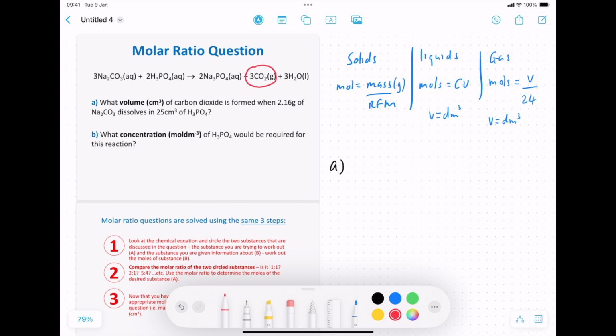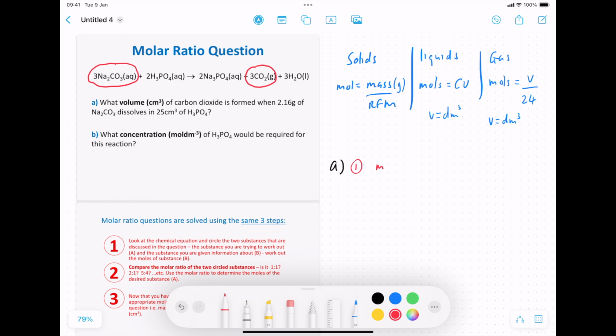And it gives me information on sodium carbonate, which is this. So they're the 2 things circled. And then it says, work out the moles of substance B, the substance that you have information on, which in this case is the sodium carbonate.